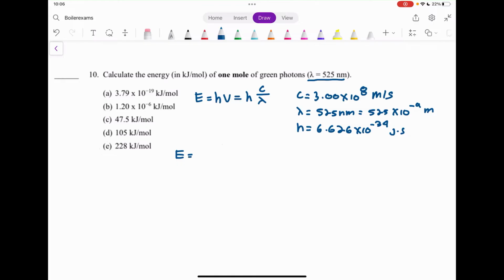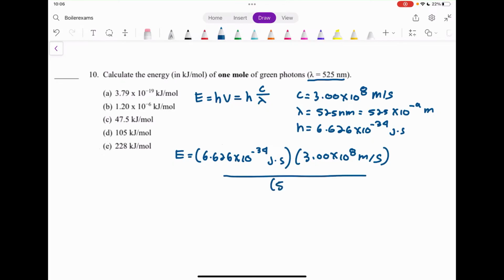So if we start plugging stuff in, E equals 6.626 times 10 to the negative 34 joules times second, times the speed of light, 3.00 times 10 to the 8th meters per second, all over our wavelength, which is 525 times 10 to the negative 9th meters. Let's look at what's going to happen to our units. The seconds from Planck's constant are going to cancel with the seconds on the bottom, and our meters cancel, so we will have joules.